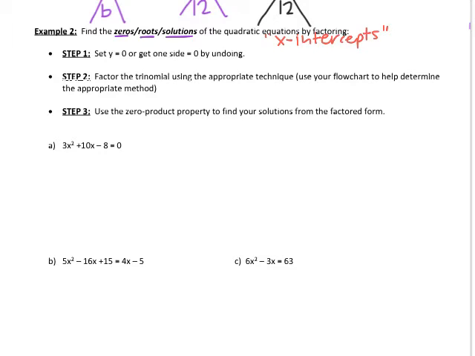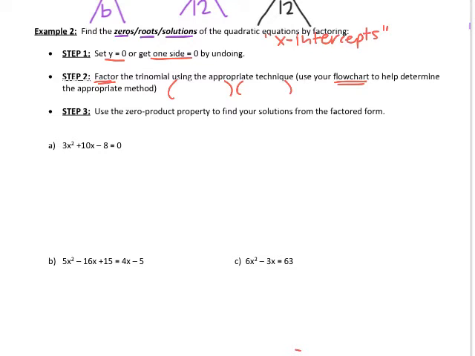The first step is for us to set y equal to 0, or get one side equal to 0 by undoing. We may have to change some things around or get everything to one side. Step 2 is to factor. That's what we did in our example 1. We know how to factor. We're just finding two binomials that we can set equal to 0. If you have to, find that yellow sheet that has that flow chart on it to help you figure out how to factor.